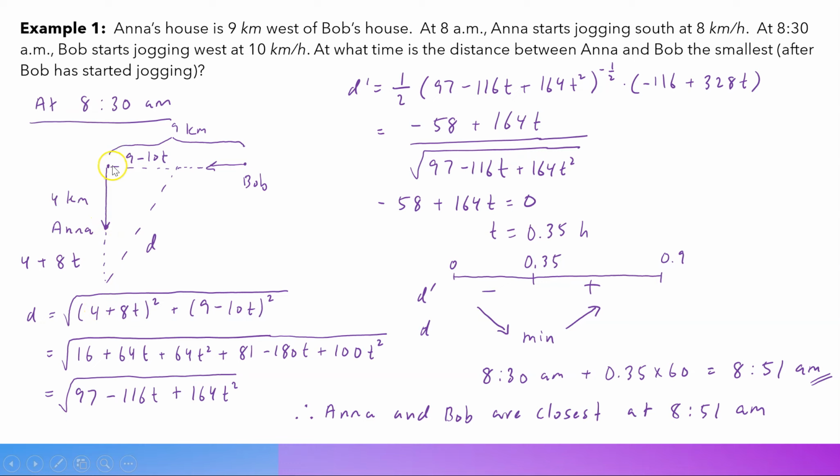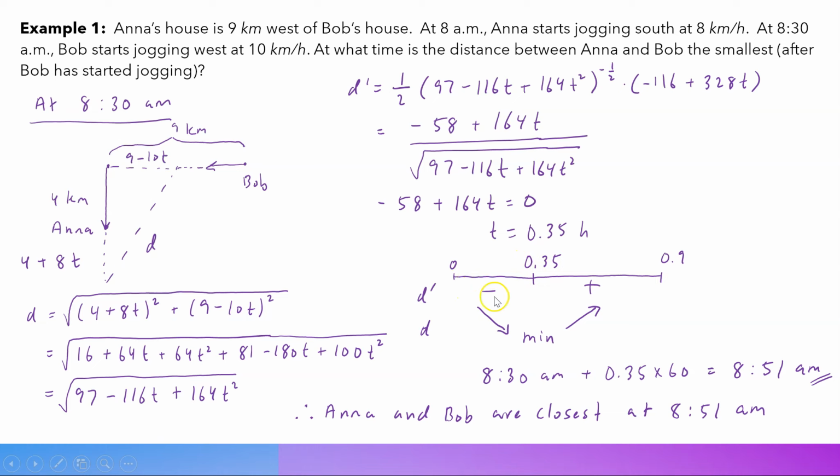So for that reason, his distance is going to start to get farther and farther away from Anna's distance, and for that reason, there's no point in going beyond the 0.9 hours. So 0 and 0.9 are the endpoints of the interval here, and 0.35 is a critical value.